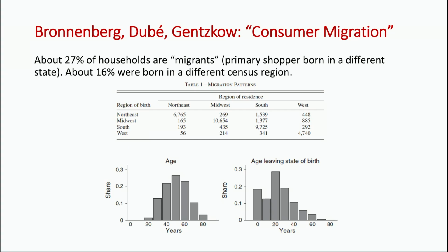So what do shoppers, at least HomeScan shoppers in the United States, look like? I don't know how this compares to the US population as a whole. Some of us know that. About 27% of the households in their sample are migrants. I guess obviously almost everybody I know is a migrant, which tells me that we're somewhat unusual relative to the US population. But so 27% of the households were born in a different state where they now reside. 16% were born in a different census region. So conditional on having moved states, many people have moved fairly far.